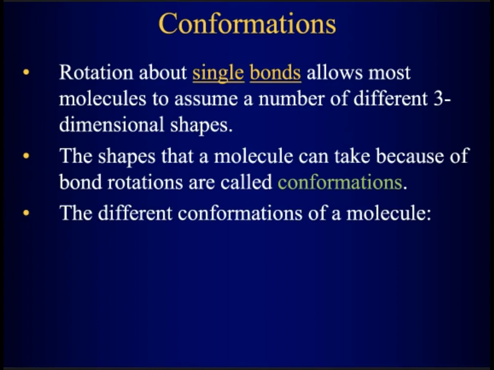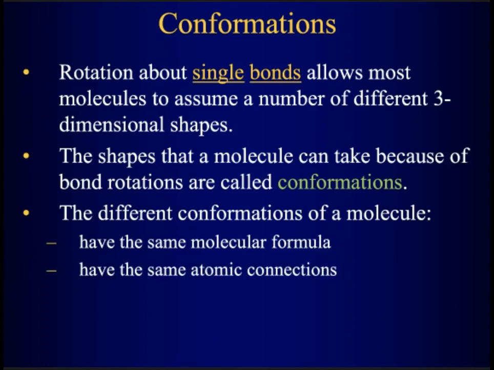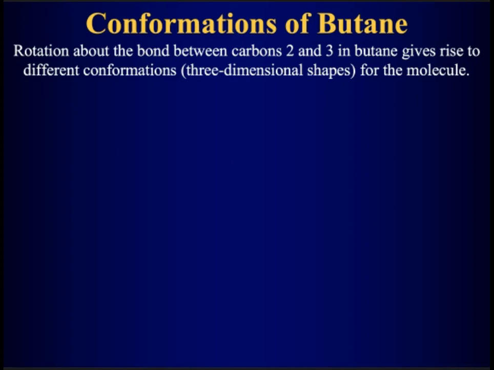So the different conformers of a molecule have the same molecular formula, have the same atomic connections, but have different three-dimensional shape. So let's look at the conformers of butane.